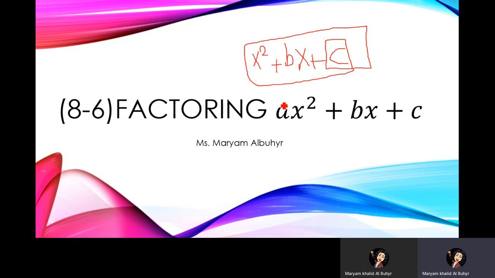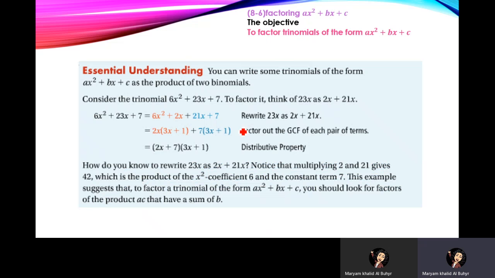Let's see what we are going to do if we have A, a coefficient for x to the power 2. For this one, what am I going to do? Let's see what we are supposed to do. So, in today's lesson, we are going to factor trinomials of this form, which is ax to the power 2 plus bx plus c, and that's what I introduced for you.